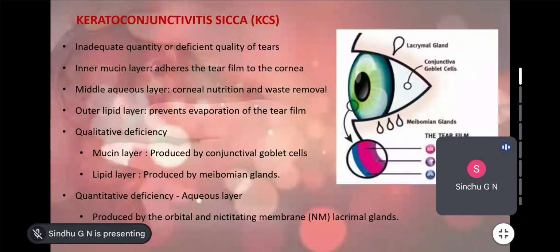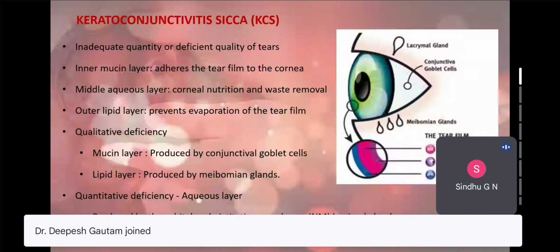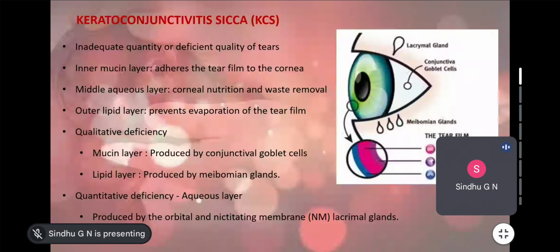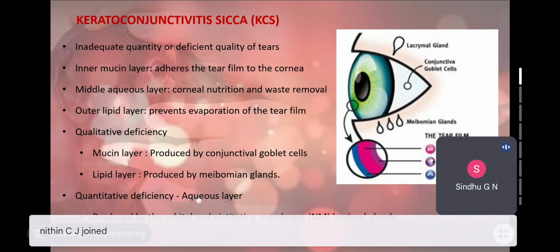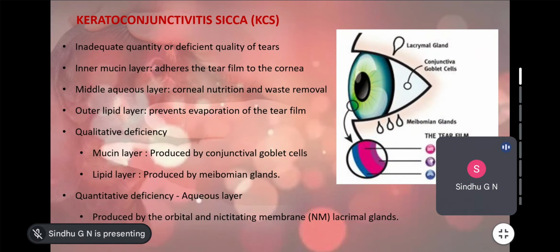When it comes to qualitative tear film deficiency, there will be a problem with either the mucin layer or the lipid layer. Mucin layer produced by the goblet cells, if they get deficient, tear evaporation happens and there will be qualitative dry eye. And if the lipid layer is deficient, that can cause breakage of the tear film or stability of the tear film gets affected.